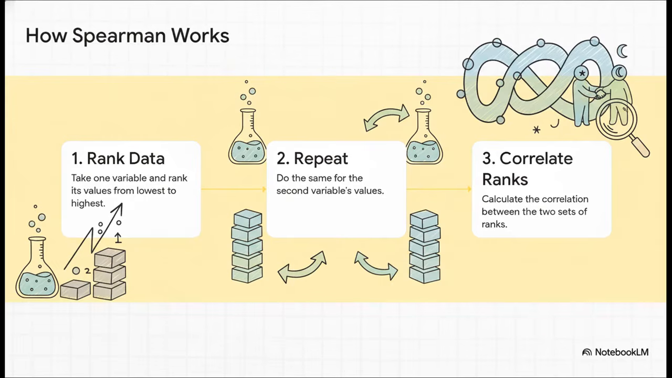So how does it do this? Well, it's pretty brilliant in its simplicity. First, you take all the values for one of your variables and just rank them, from smallest to largest: first, second, third, and so on. Then you do the exact same thing for the other variable. Finally, you just run a Pearson correlation on those two sets of ranks. By switching from actual values to simple ranks, Spearman becomes way less bothered by outliers and can suddenly see all sorts of patterns that Pearson would just totally miss.